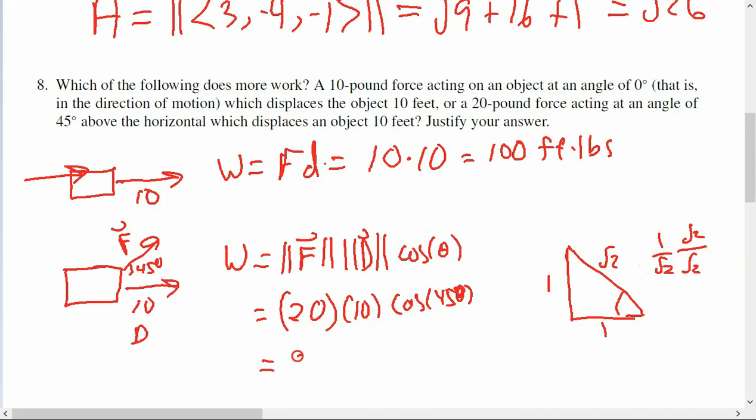So I get 200 times square root of 2 over 2 foot-pounds, but let's first calculate, canceling that out, you get 100 times the square root of 2 foot-pounds. So the answer is you've done more work in the second problem, where you're displacing it 10 feet pulling at an angle but applying a 20 pound force.